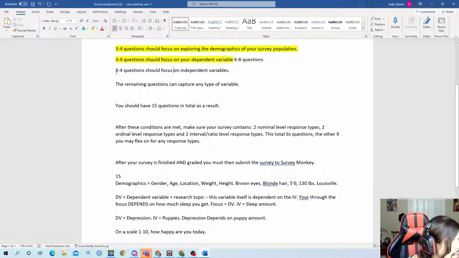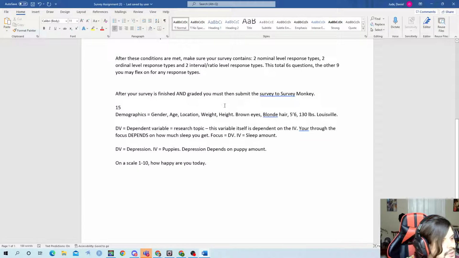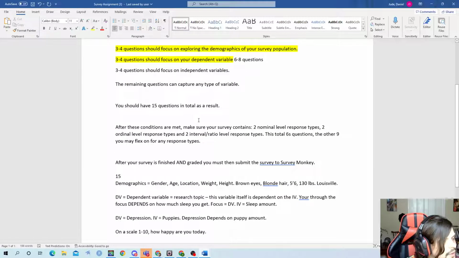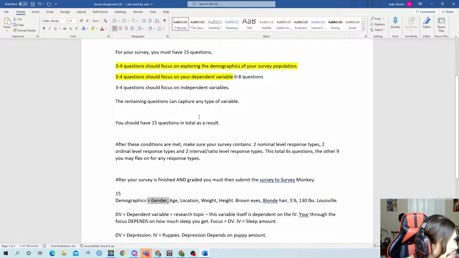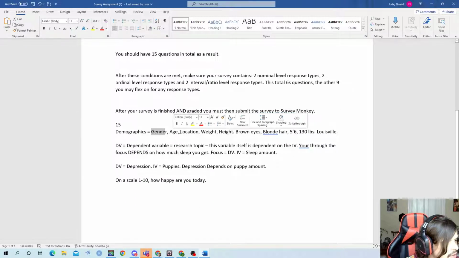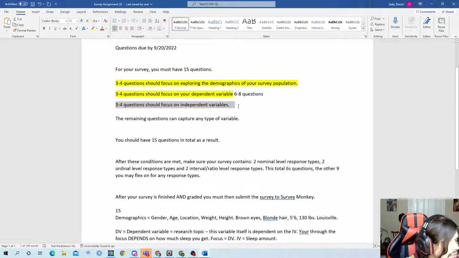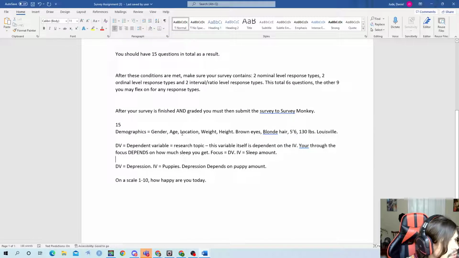3 to 4 questions should focus on your independent variable. Independent variables are things that impact your dependent variable. For example, when you go back down into your demographics, these are also independent variables. So gender is actually an independent variable and can fulfill this condition too. So if you asked a question about gender, that's also one fulfillment on the independent variable. But there's going to be more to that. So you need to ask unique independent variables.